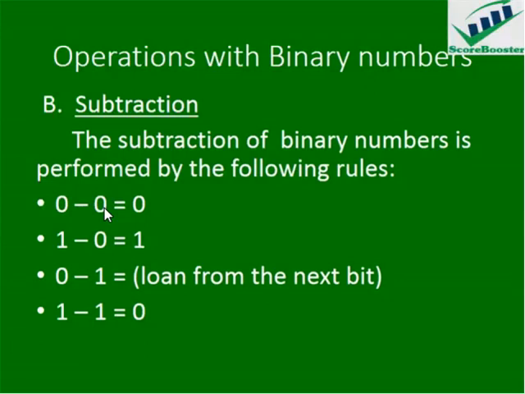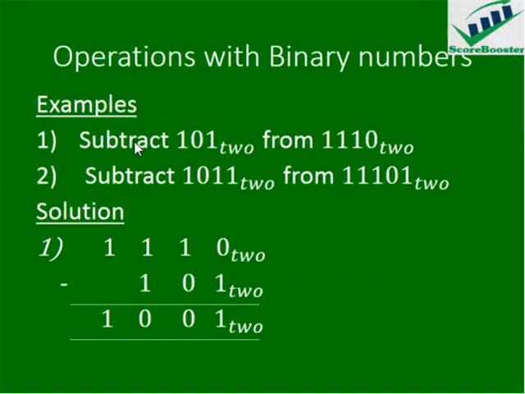So the first one is 0 minus 0, which is 0. 1 minus 0 is 1, that is normal. 0 minus 1 is impossible, so you have to borrow from the next bit, and 1 minus 1 is 0. That's like normal subtraction of numbers. So now the next thing we look at is the logic. The logic, how to borrow from the next bit, is the only logic we have to learn in the subtraction of binary numbers. So here we have to subtract 101 base 2 from 1110 base 2.